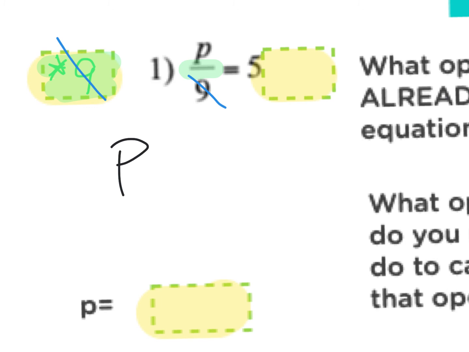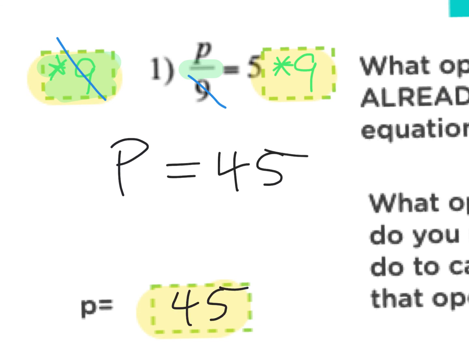However, if I do it on one side, I have to do it on the other side, right? So this side, we need to multiply by 9. Right next to that 5. You can feel free to use a calculator. 5 times 9 is 45. So we should have 45 right there.